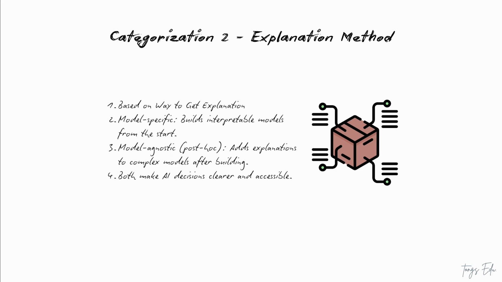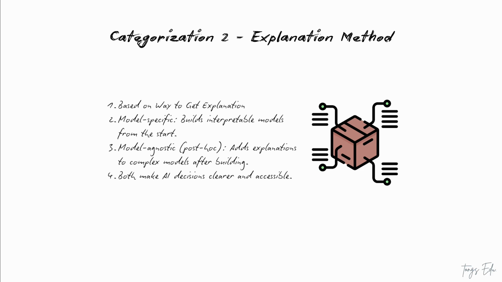Then, there's the model-agnostic or post-hoc approach. This tackles complex models after they're already built, deriving explanations to make their decisions clear, even if they're super complicated under the hood. It's like adding a translator to a black box model to make it speak your language.